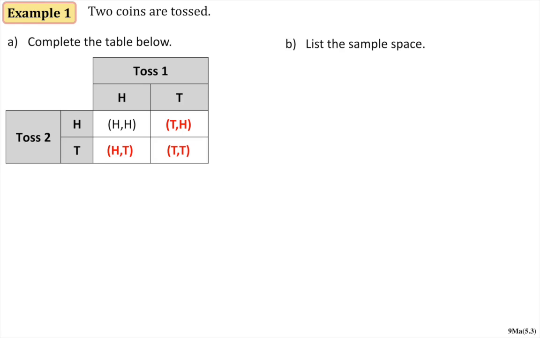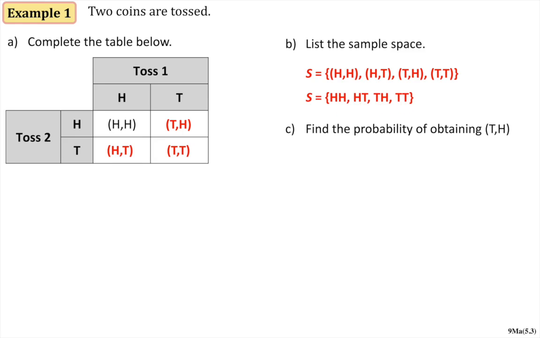Now, list the sample space. Well, the sample space means list the set of all possible answers. So you could get heads and heads, or heads and tails, or tails and heads, or tails and tails, or without the brackets and the commas, heads, heads, heads, tails, tails, heads, tails, tails.